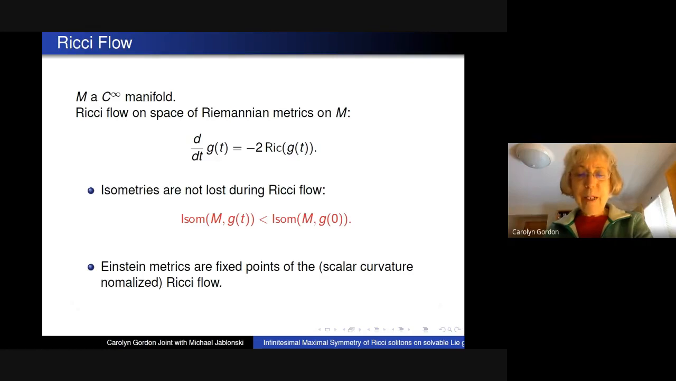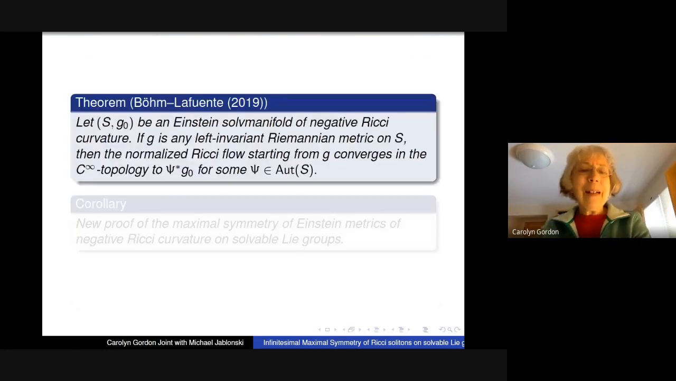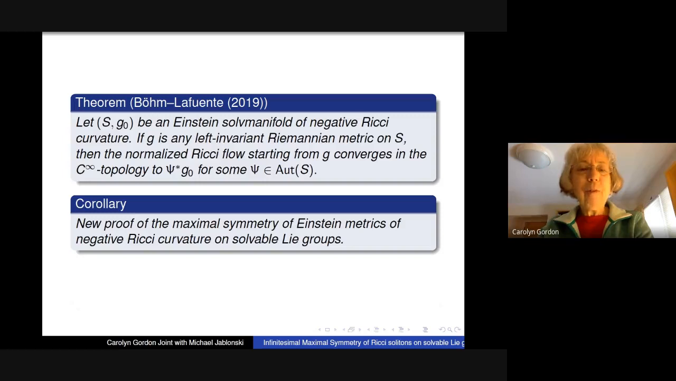And Einstein metrics are fixed points of a normalized Ricci flow. So recently, Böhm and Lafuente proved that if you have an Einstein solvmanifold of negative Ricci curvature, then if you start with any left invariant Riemannian metric on the solvable Lie group, it will flow under the Ricci flow and converge smoothly to the Einstein metric up to pullback. And so therefore, because isometries are not lost during the flow, the isometry group of any metric is contained in that of the Einstein metric. So that gives the right proof, I should say, of the maximal symmetry of Einstein metrics of negative Ricci curvature.